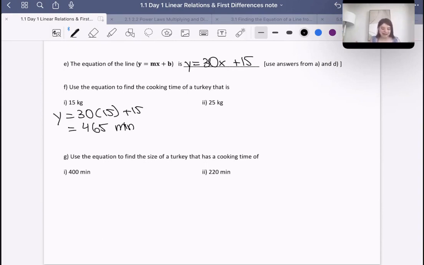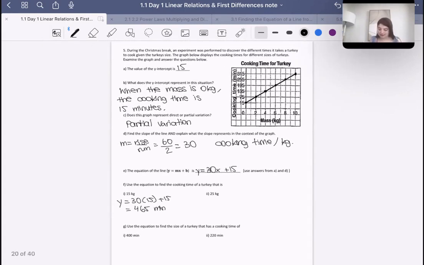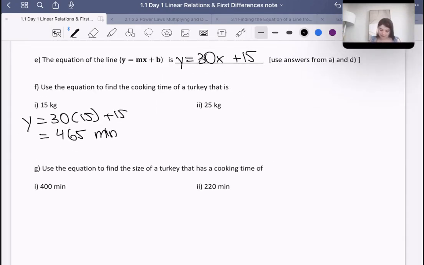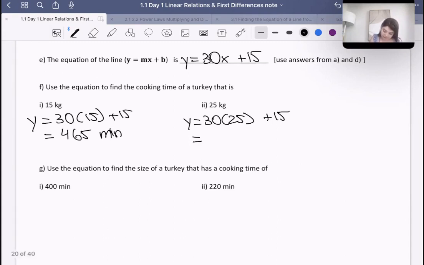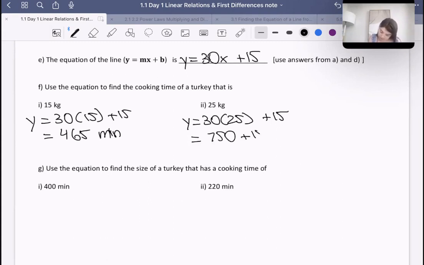I understand that. But generally, if you've ever been to a Thanksgiving dinner, a turkey does take a very long time to cook. That said, I don't know how accurate this chart is. This is just for learning purposes here. But for cooking a turkey, it sometimes can take a very, very long time. Okay. Next one is 25 kilograms. So that would be 30 times 25 plus 15. 30 times 25 is 750, plus 15, which is 765 minutes that it would take.